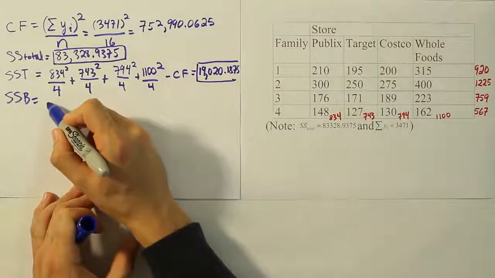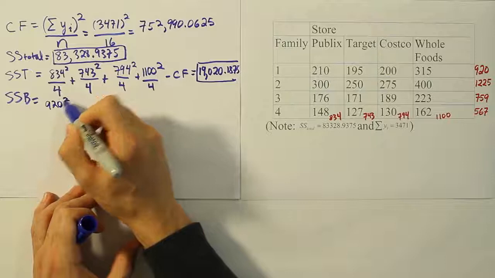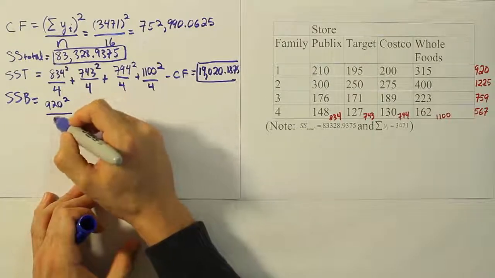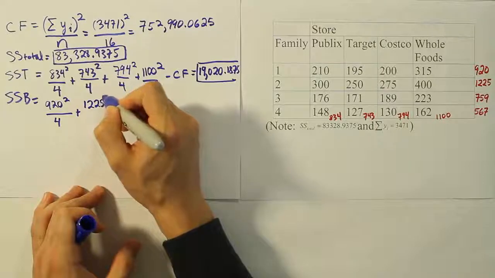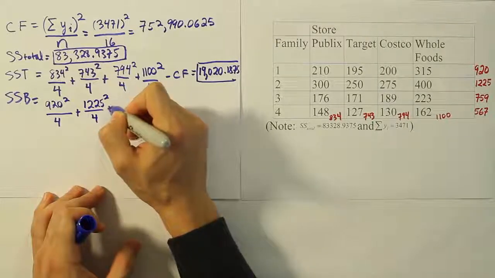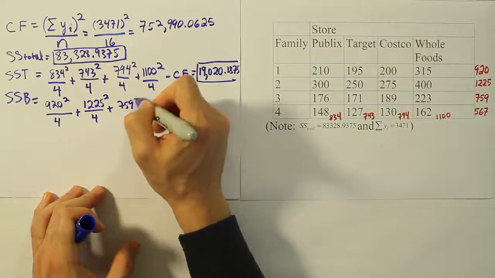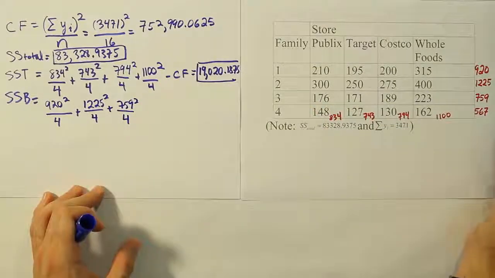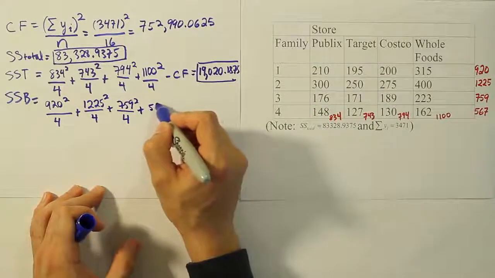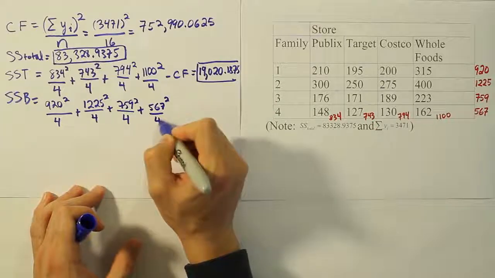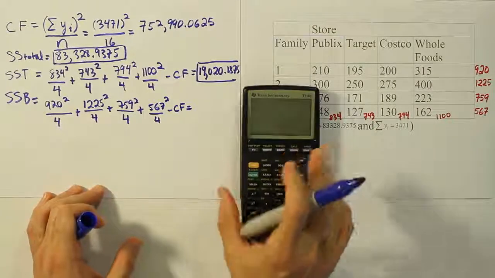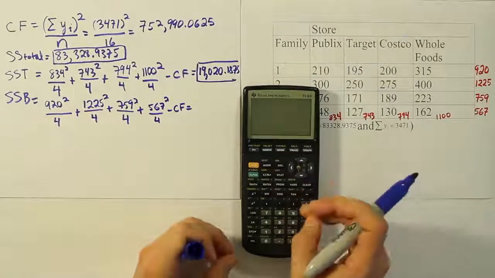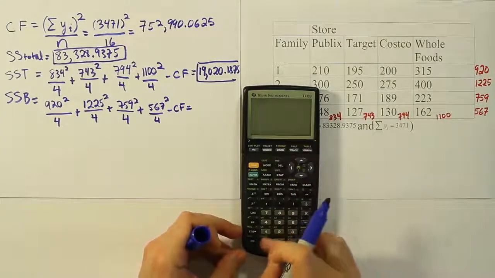So we're going to have 920 squared divided by 4 plus 1,225 squared divided by 4 plus 759 squared divided by 4 plus 567 squared divided by 4 minus the correction factor. Okay, so it's going to be a very large set of numbers when we square these values, but it's okay because we're going to do them all at once.